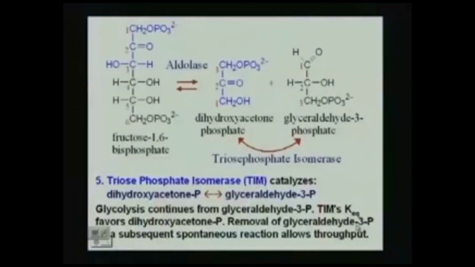Okay? The equilibrium is such that it's shifted to the left. But if you require the breakdown of the glyceraldehyde 3-phosphate, you break it down. What happens then? Your equilibrium is moved in such a way that the dihydroxyacetone phosphate forms glyceraldehyde 3-phosphate. Okay, is that clear? So then what happens? Then there is removal of the glyceraldehyde 3-phosphate and subsequent spontaneous reaction. Okay, but it doesn't happen as it is. The equilibrium shifted to the left, but with the removal of the product, that is glyceraldehyde 3-phosphate, it obviously moves to isomerize more of the DHAP.